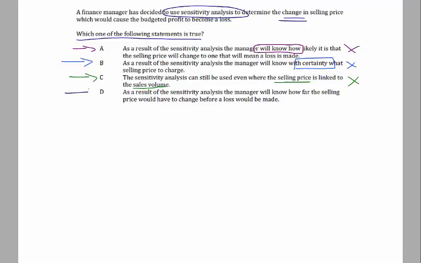So if we look at the final one, D, as a result of the sensitivity analysis, the manager will know how far the selling price would have to change before a loss would be made. And that's the key to this. It's just providing you with information about how much things could change, and therefore that one is the correct answer.